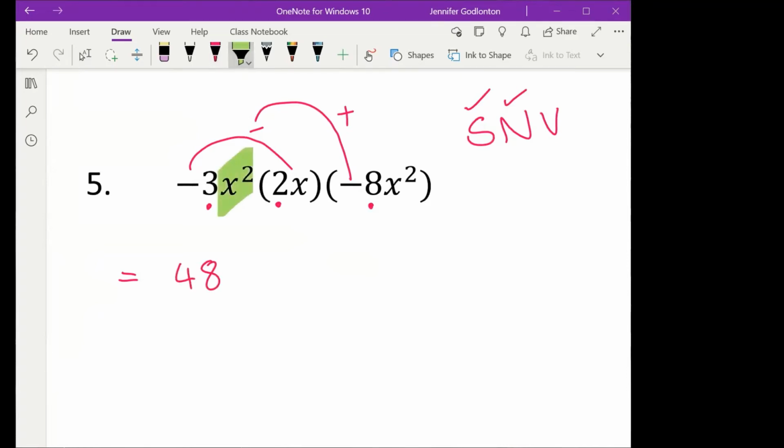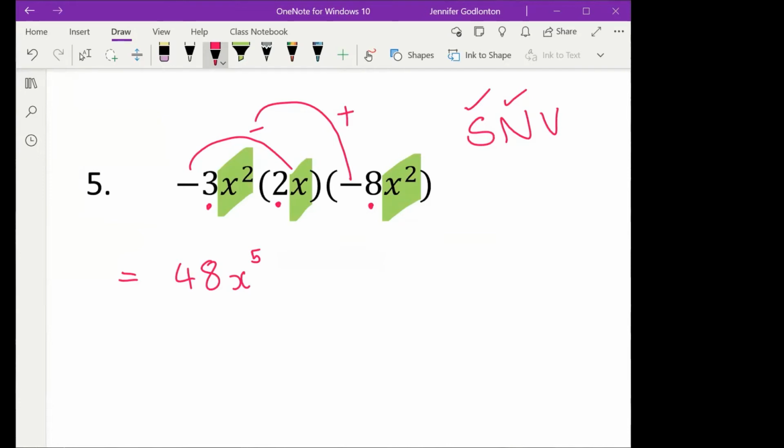Then we look at our variables. We've got 2 x's over here, and we've got another x. So now we're on x cubed. And then we've got another 2 x's over there. So now I am on x to the power of 5. So if you got that, well done. Esther, how can I help you? Esther, hello? I see a little hand. Are you just needing more time on this question?